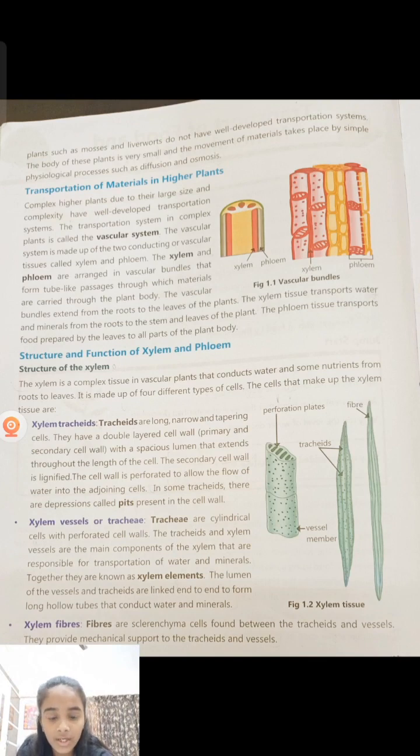Now, question number 20. How are the lumen of the vessels and tracheids linked? The answer is, the lumen of the vessels and tracheids are linked end to end to form long hollow tubes that conduct water and minerals.